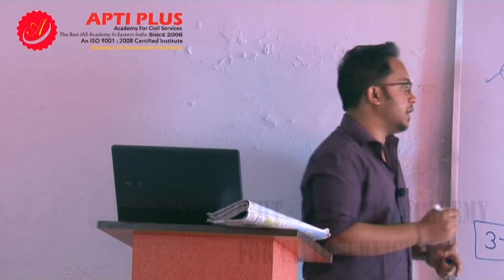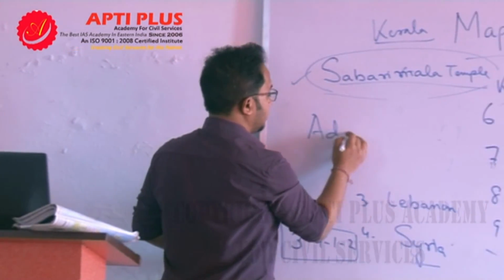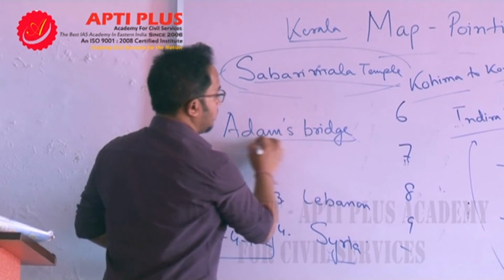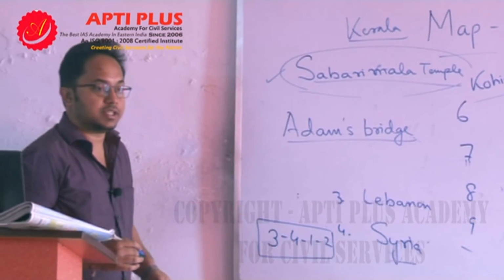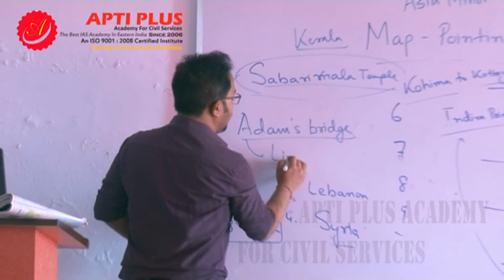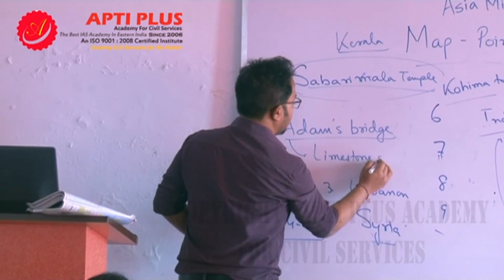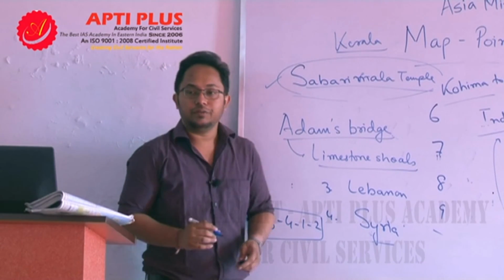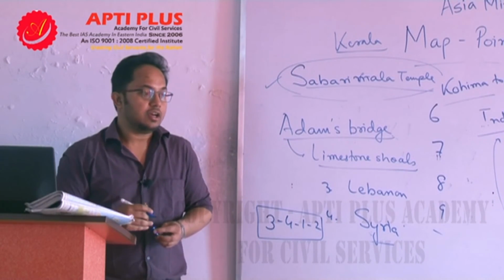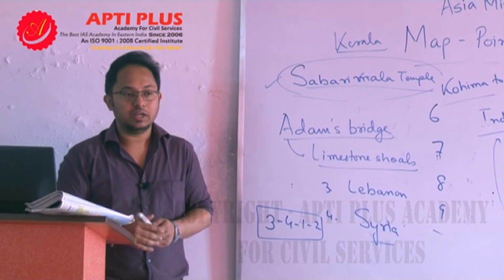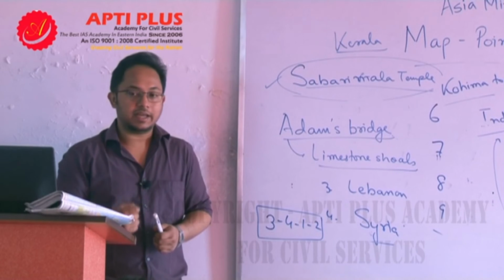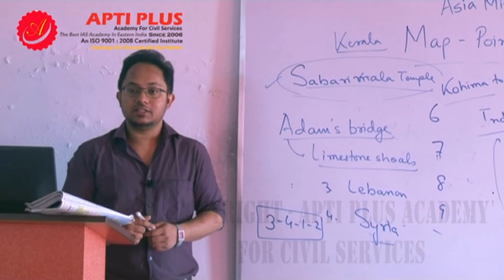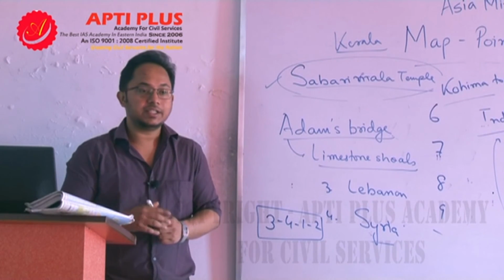Are we aware about the Adams Bridge? These Adams Bridge are nothing but limestone shoals. At one point of time, it was actually possible to cross over from India into Sri Lanka via this Adams Bridge. But then a very violent cyclone in the 15th century destroyed it. So now it is destroyed.